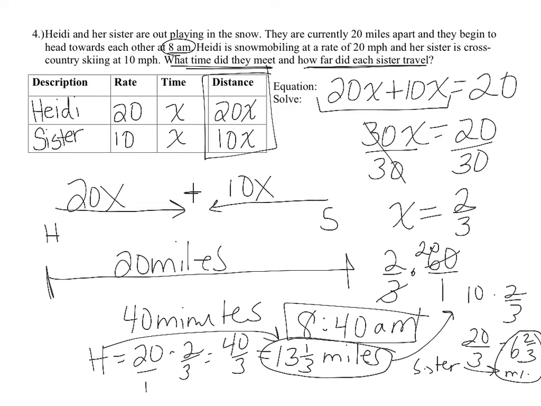One way to check to see that your distances are correct is that you know that they were 20 miles apart, so their combined distances should equal 20. Well, isn't 13 1/3 plus 6 2/3? That does give me 20.